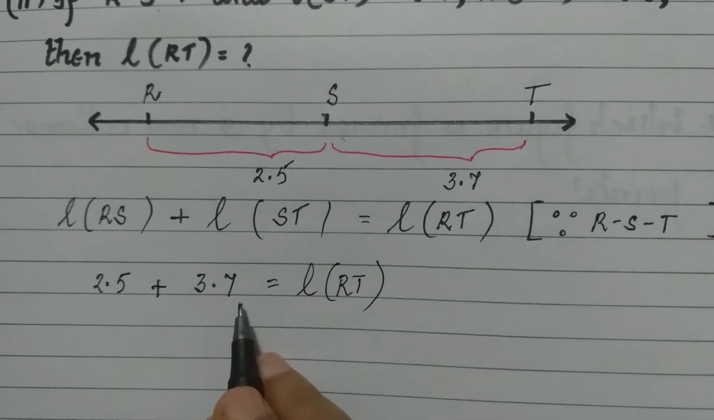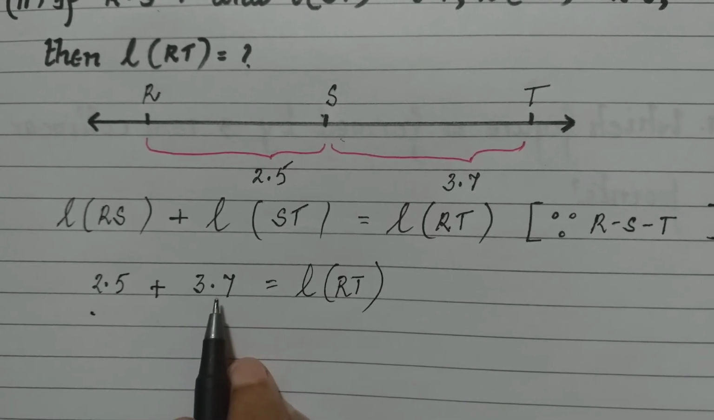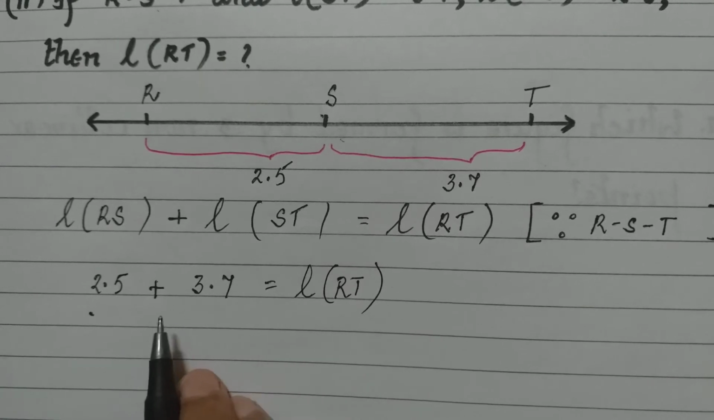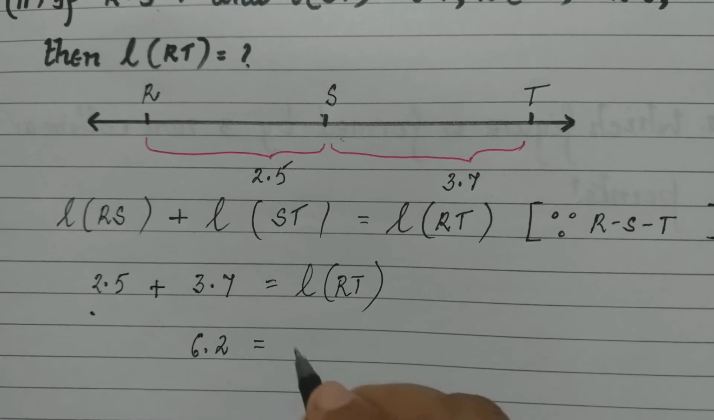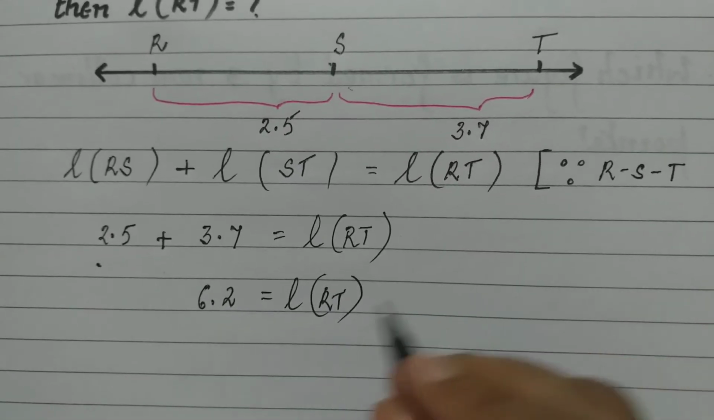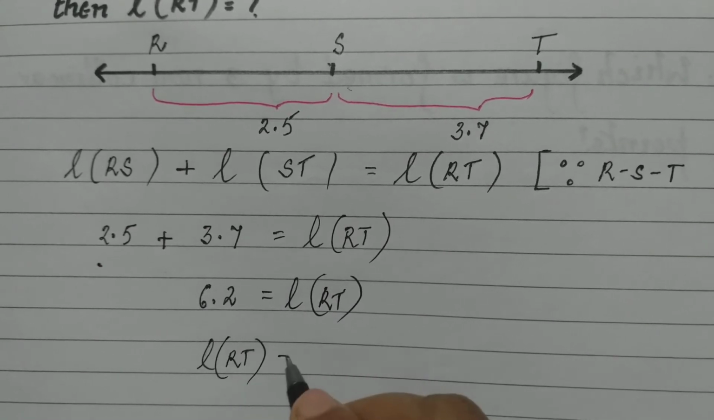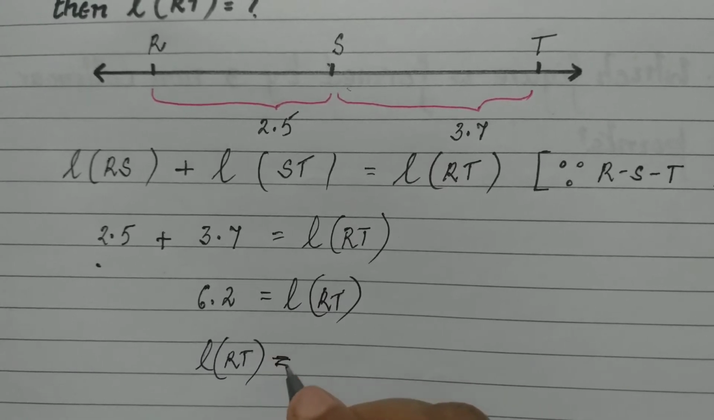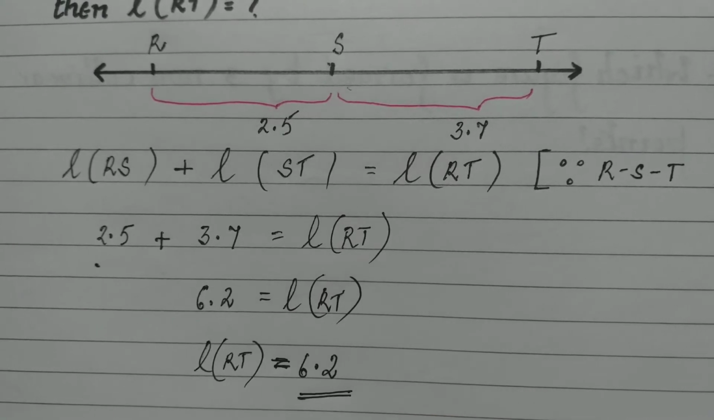Now, what is 2.5 plus 3.7? 2 plus 3 is 5. 0.5 plus 0.7 will be 1.2. So 5 plus 1.2 is 6.2. So 6.2 is equal to length of RT. What have I to find? What is length of RT? So length of RT, by interchanging the sides, is equal to 6.2.